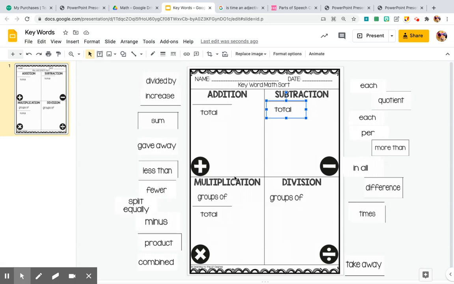So I just gave you an example of how to go about sorting these key action words. And we're doing this so we can be masters at word problems. So give it a go and have fun with this. And we will review all the answers in the morning.